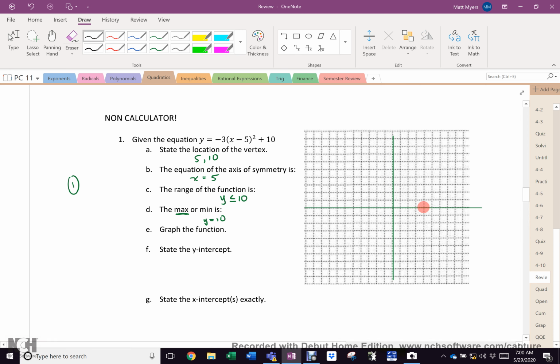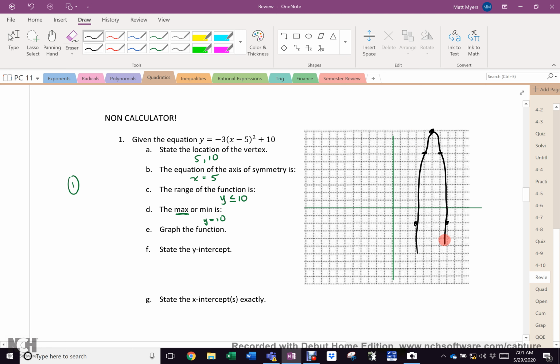1, 2, 3, 4, 5. 1, 2, 3, 4, 5, 6, 7, 8, 9, 10. Almost didn't do that right. Over 1 down 1, 2, 3. Because it's skinny, because it's got a negative 3. Over 2 has got to go down. Should go down 4, but it's going to go down 12. 10, 11, 12. 2, 3, 4. And there's your graph.